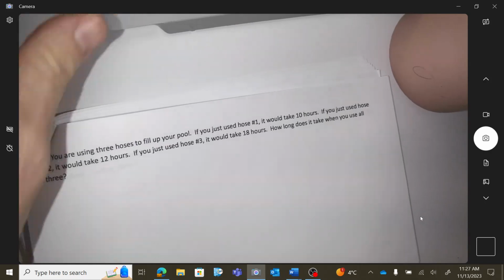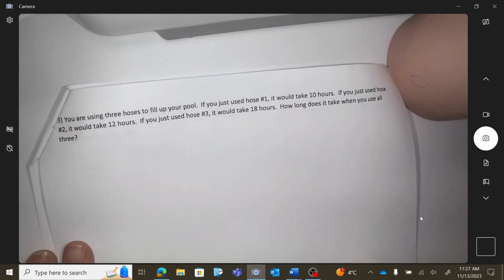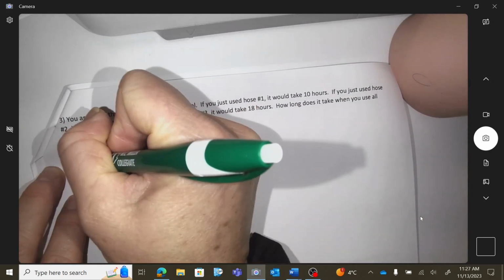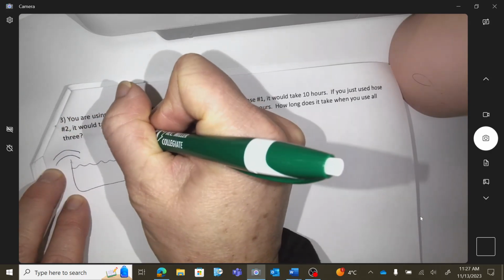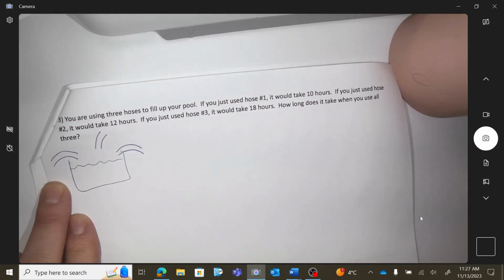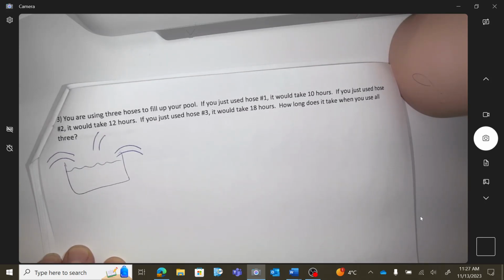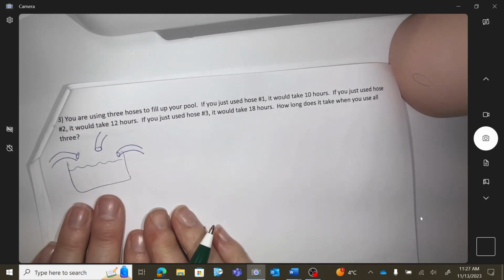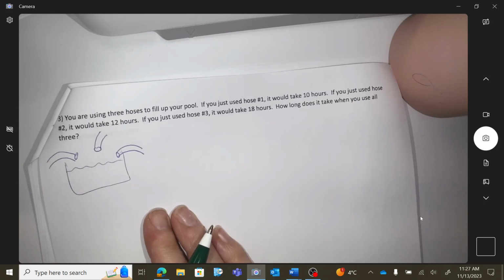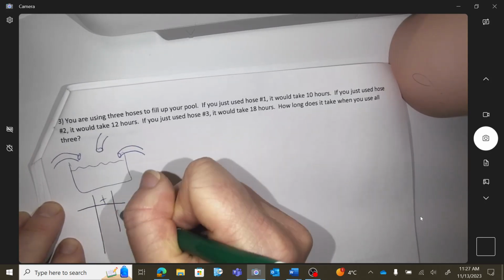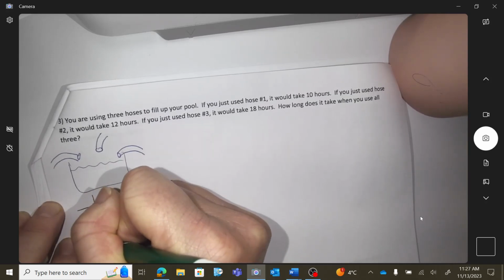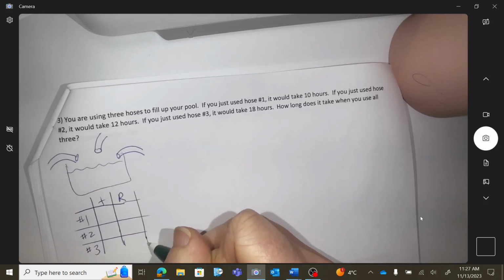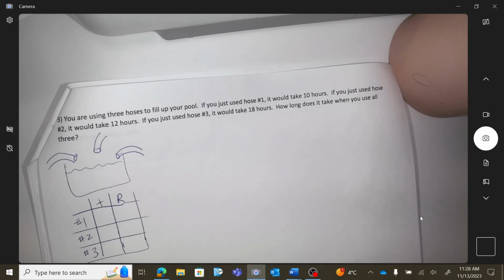Okay, so number 3 is the same kind of example. You have a pool, you're trying to fill it up with water, and we have 3 different hoses going into our pool. This is what's happening. Okay, so I need a time and a rate chart with hose number 1, number 2, and number 3. And we're going to assume things about this, that your water pressure is the same.